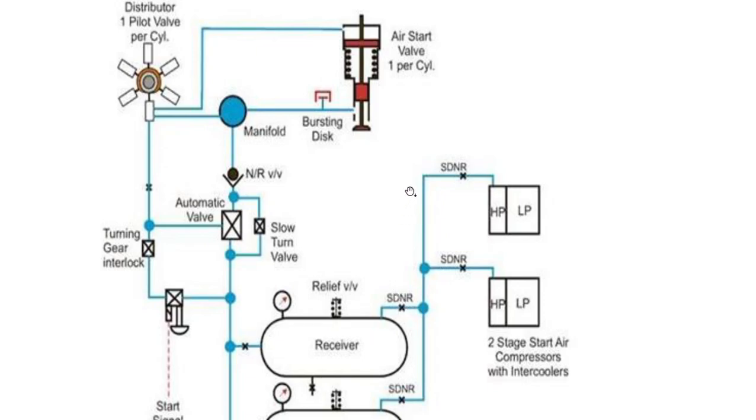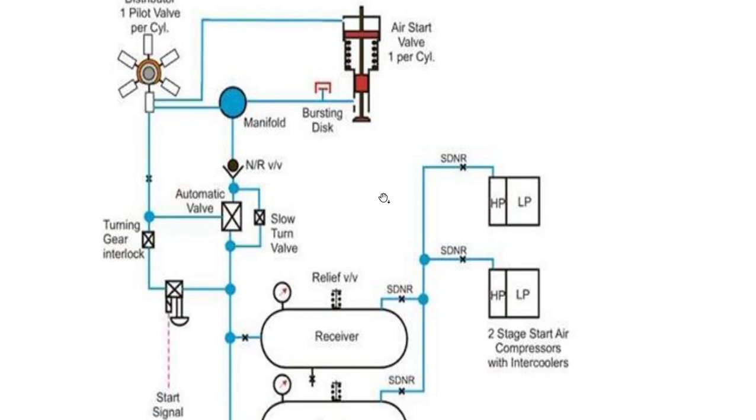So in this video we are going to discuss starting air explosion, and you can see here I have depicted a diagrammatic representation of the starting airline. You have some safeties also here. This is the bursting disc, you have a non-return valve. This is the slow turn valve.